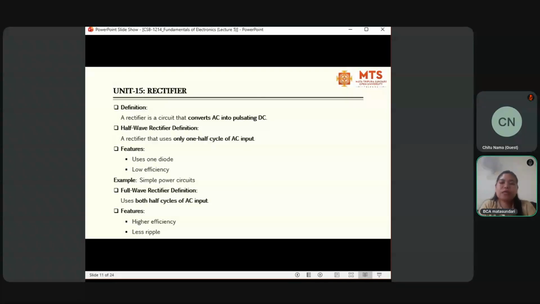Now full wave rectifier uses both half cycles of AC. In the first, half wave rectifier, only one half, but here both half cycles of AC input. Feature: higher efficiency and less ripple in the full wave rectifier.